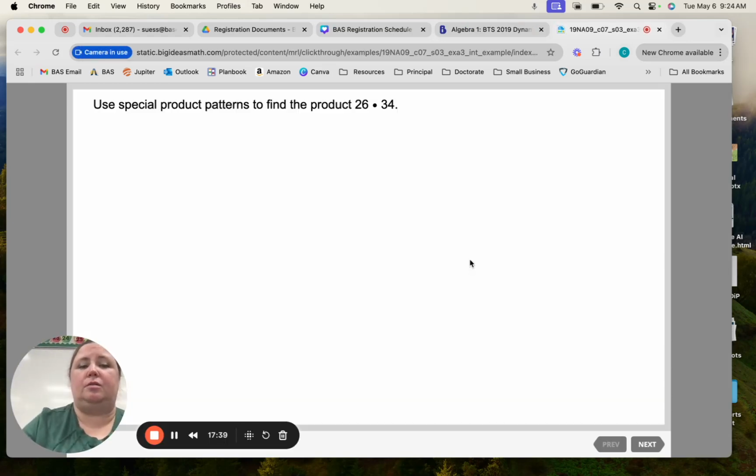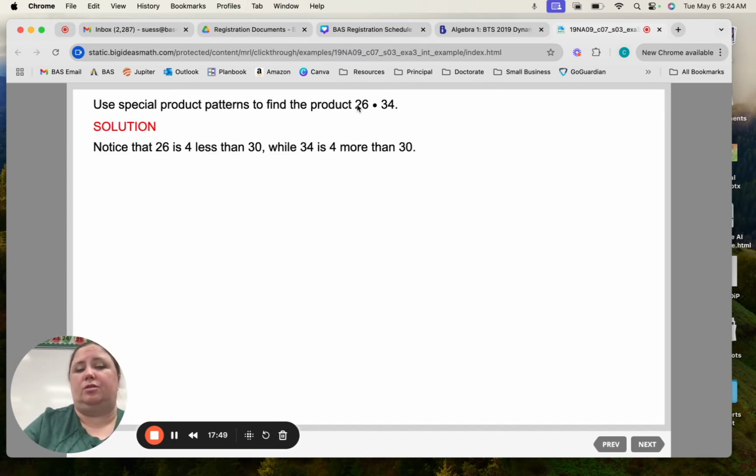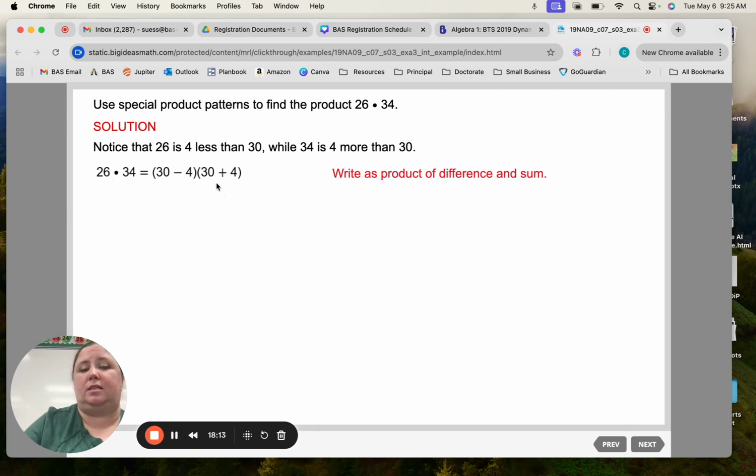So we're going to use our special products patterns to find the product of 26 times 34. We're going to use one of the rules we just learned, which basically means we're going to turn this into exponents. Looking at this, you know that 26 is 4 less than 30, while 34 is 4 more. You see that, right? So you can write this as 30 minus 4 for the first one, 30 plus 4 for the second one in the parentheses, right? Does that still equal 26 times 34?